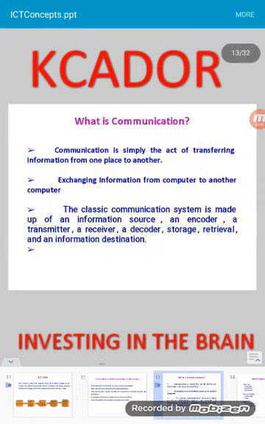But what about this other one, communication? What is communication? Communication is simply the act of transferring information from one place to another. So they are different. It is exchanging information from one computer to another computer. The classic communication system is made of an information source, an encoder, a transmitter, a receiver, a decoder, storage, retrieval, and information destination.